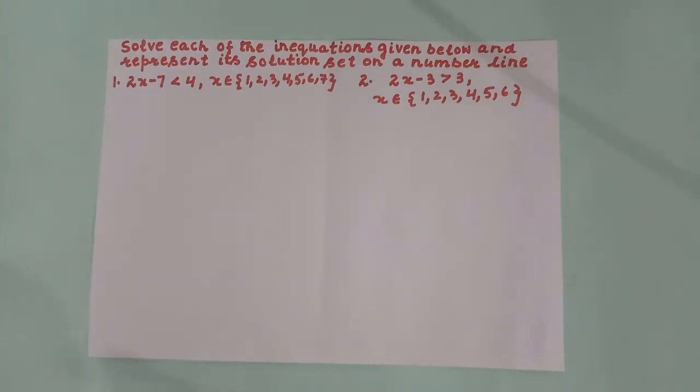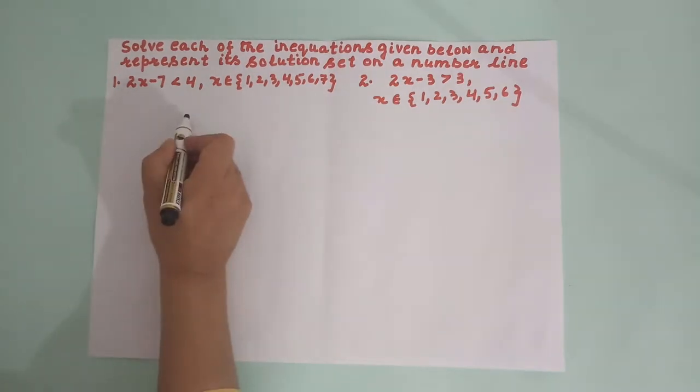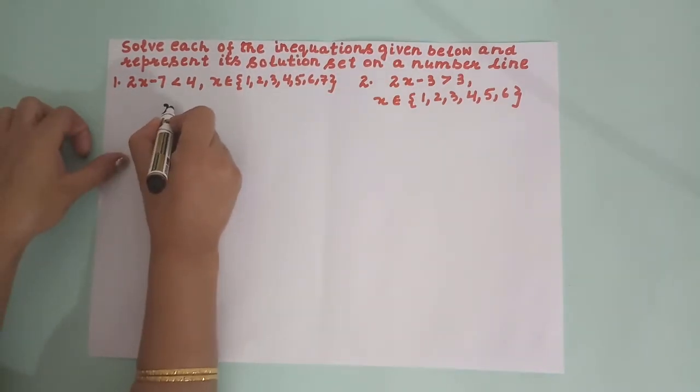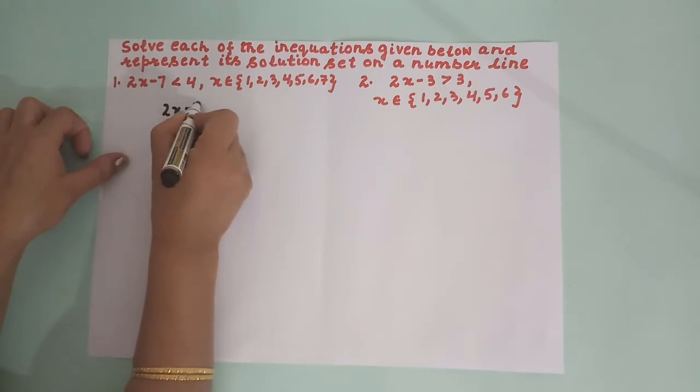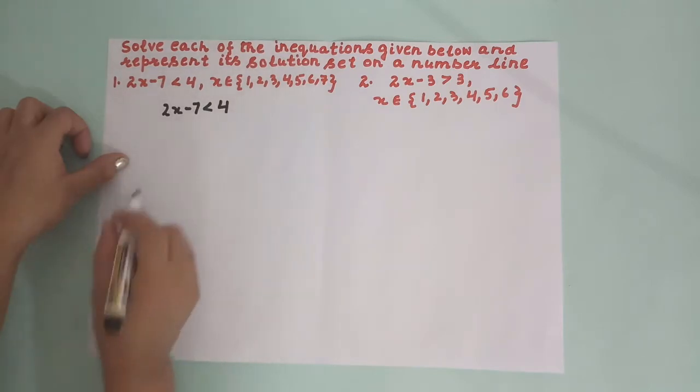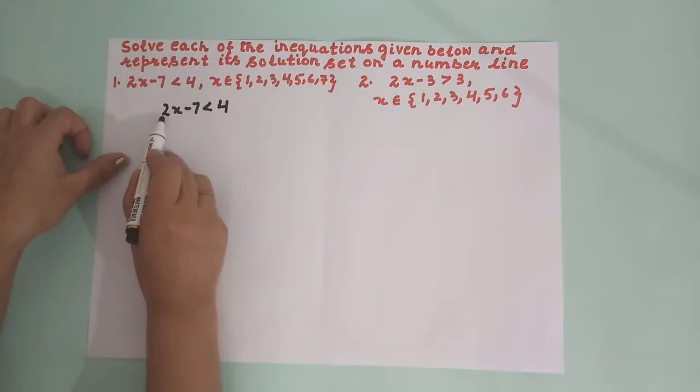In this video, we are going to learn how to solve inequations and how to represent its solution set on a number line. So, let's take this equation 2x minus 7 is less than 4. So, what you should do is you should try to isolate this x term.